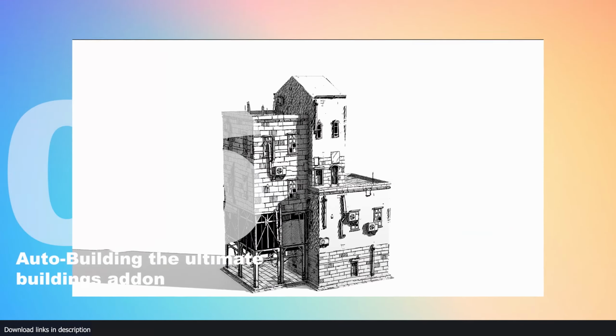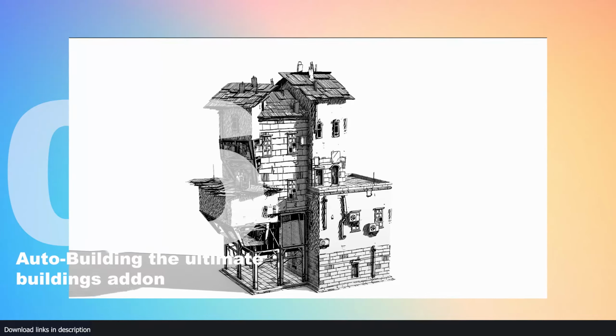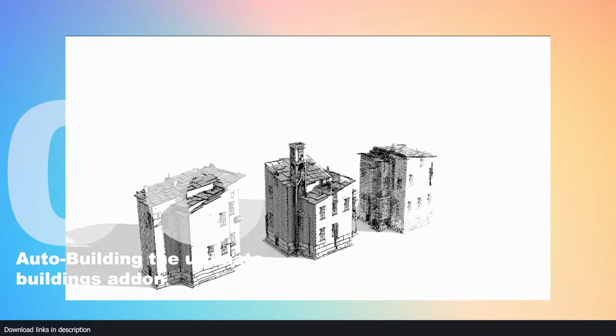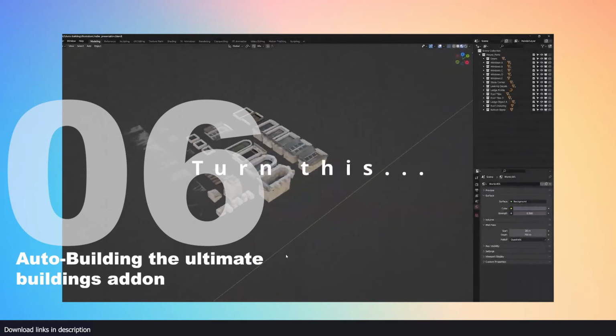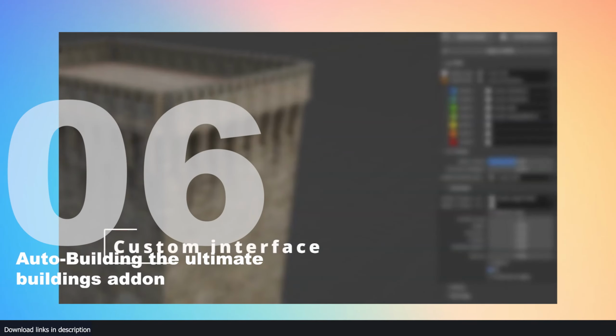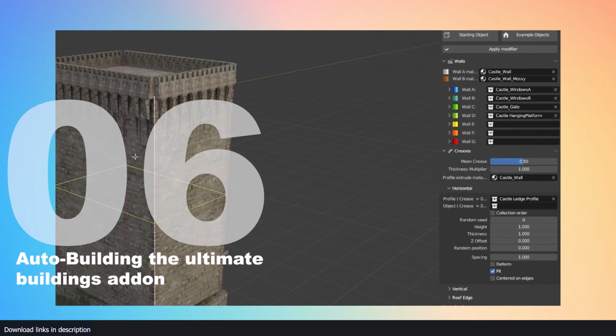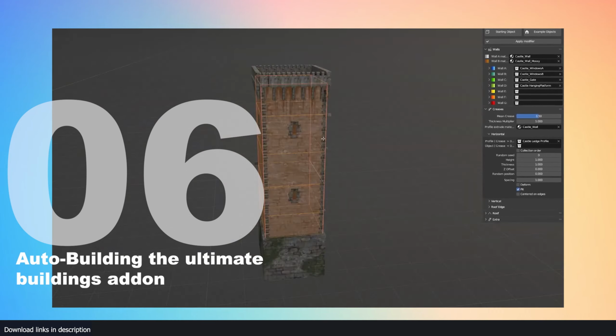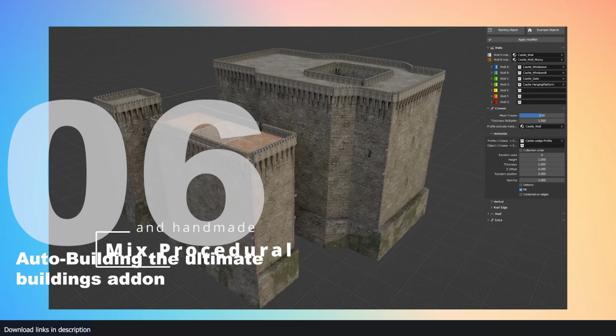Number six, Auto Building. Today we are here to boost your creativity and we're leaving no stones unturned. We looked at a sky solution in the form of Moving Skies, presentation of your models with wireframes, UV unwrapping with a new add-on, and now let's talk about buildings.